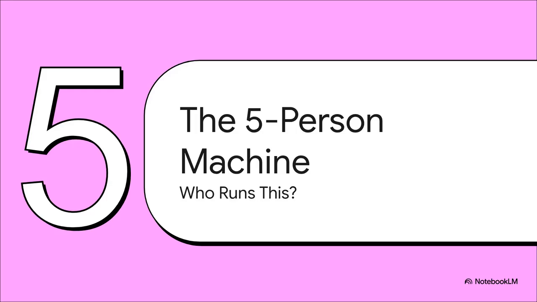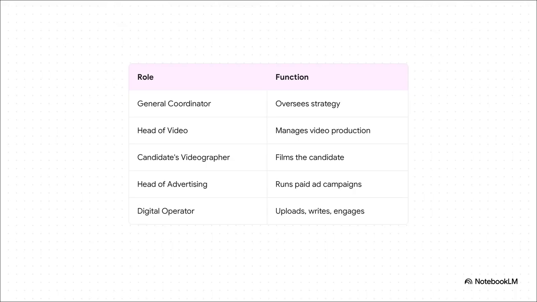So you're probably thinking a massive, complex operation like this, it's gotta require a huge team, right? Like an entire army of digital strategists. Well, this might just be the most shocking part of the whole blueprint. This entire machine we've just walked through, it's designed to be run by a core team of just 5 people.